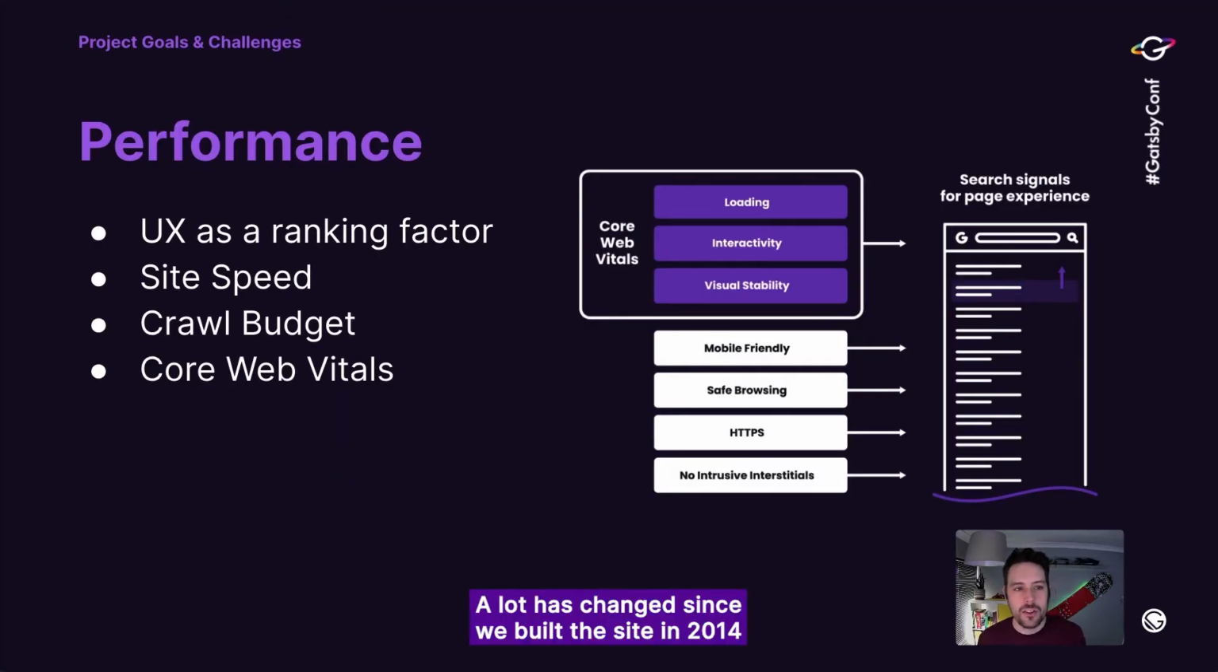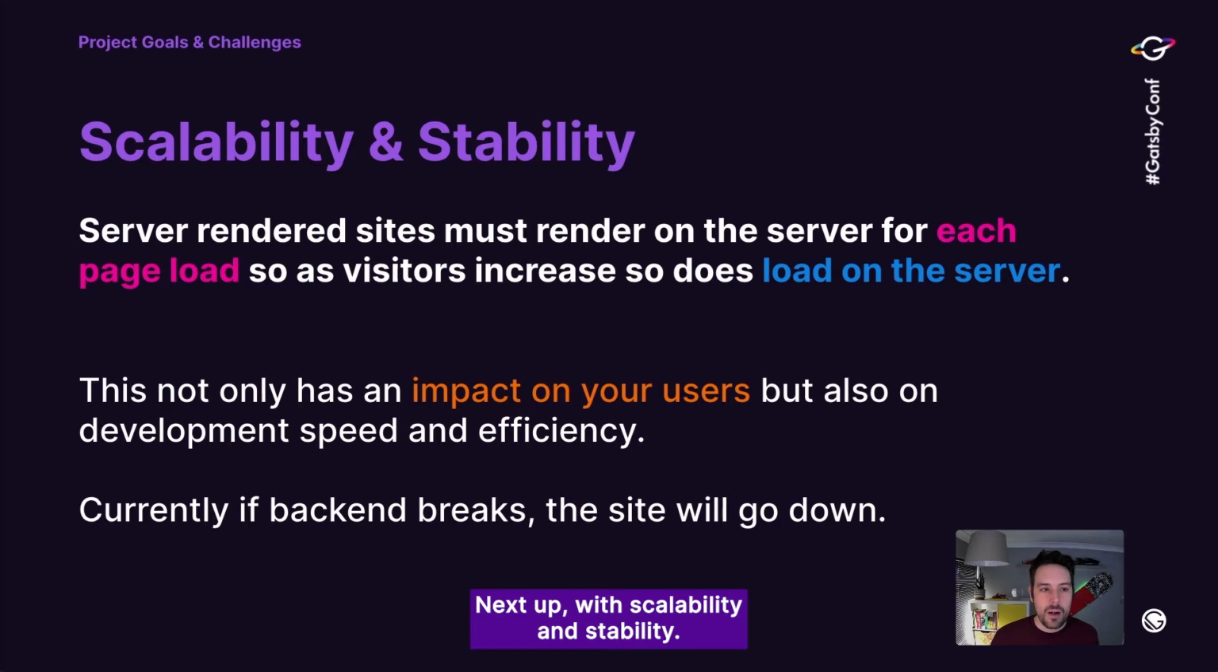A lot has changed since we built the site in 2014, and with site speed and user experience being used as part of Google's ranking factors, and with the rollout of Core Web Vitals, we knew we needed this to be a primary goal of the site. We undertook a full content audit, and working with the content and SEO teams, we've removed unnecessary sections of the site, in turn reducing the crawl budget to ensure Google and other search engines will regularly revisit important sections of the site. Next up was scalability and stability.